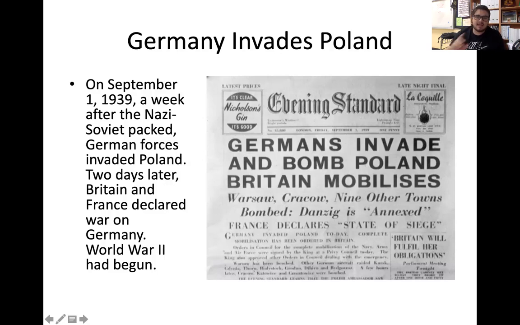Here's going to be a newspaper from that day. It's going to be the London Evening Standard in England, right? Germans invade and bomb Poland. Britain mobilizes. Warsaw, Krakow, and 9 other towns bombed. Danzig is annexed. France declares a state of siege. Britain will fulfill her obligations, right? This is the last straw. This is the last straw to break the camel's back. This is what's really going to start the war. This is what's going to lead everything downhill.